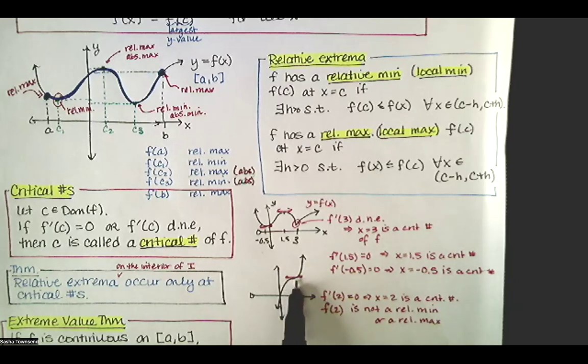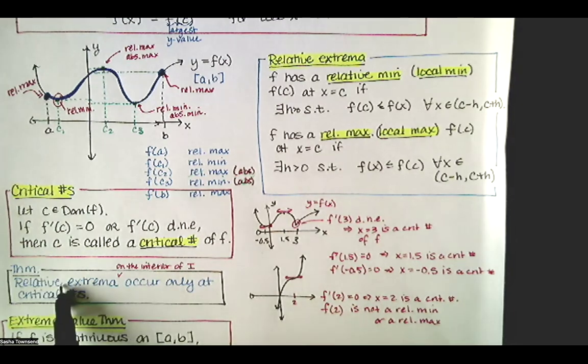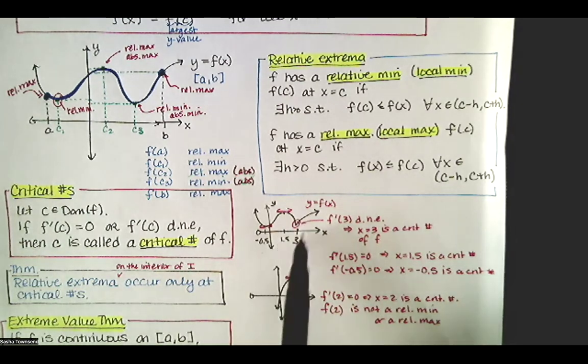So it's not the smallest y value in the neighborhood. I guess we could be more specific and say, is it a relative min? No, because there are y values nearby that are larger than it. Is it a relative max? No, because there are y values nearby that are smaller than it. So it can't be either of those, but the slope is still 0 there. So it's still a critical number. So all critical numbers are possible locations of relative extrema. They are possibilities.